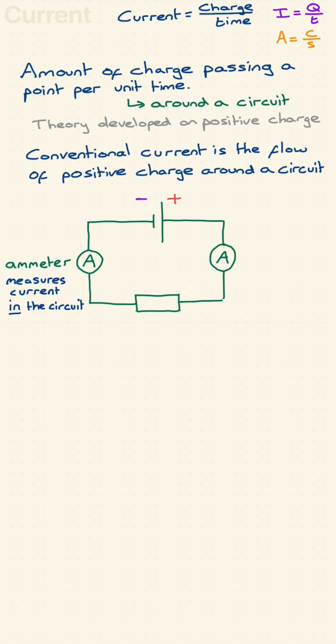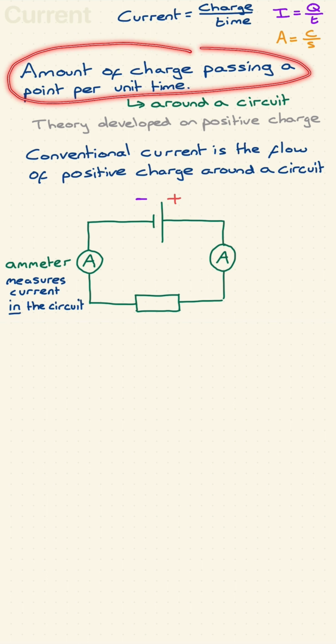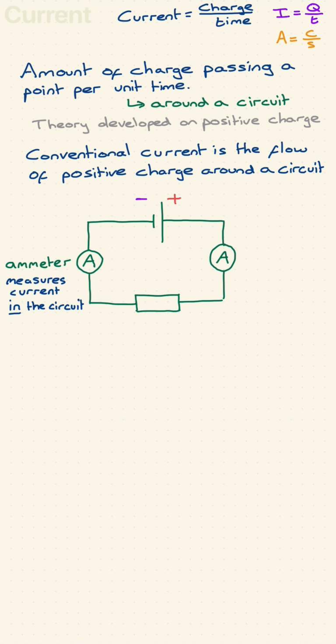Start with the definition. That current is the amount of charge passing a point per unit time. If we say that we have 10 coulombs leaving the cell every second, then we will have 10 coulombs passing this ammeter every second, and 10 coulombs passing the resistor every second, and 10 coulombs passing the other ammeter every second, and 10 coulombs reaching the cell every second. There was nowhere else for the charge to go, so it just flows around this circuit, staying constant. Current is the same everywhere in a series circuit.